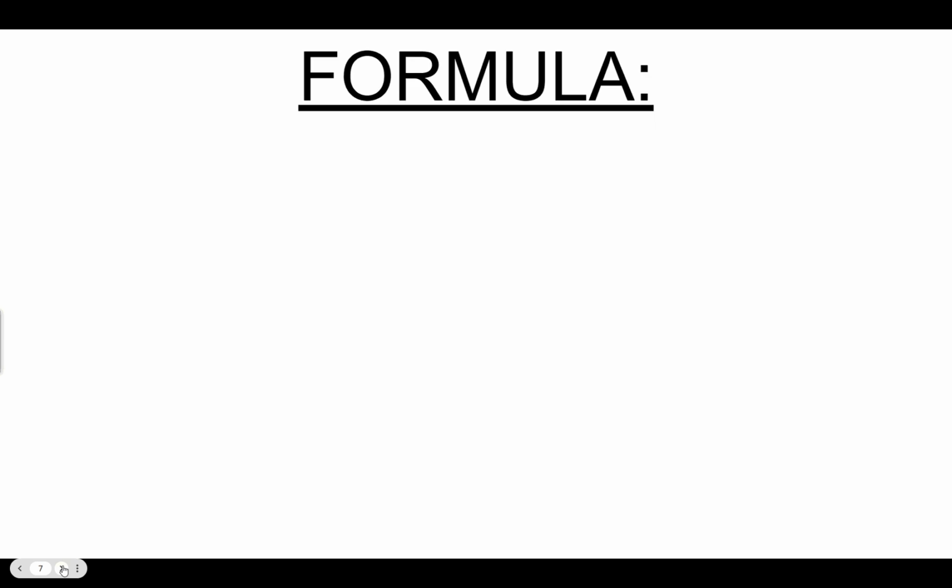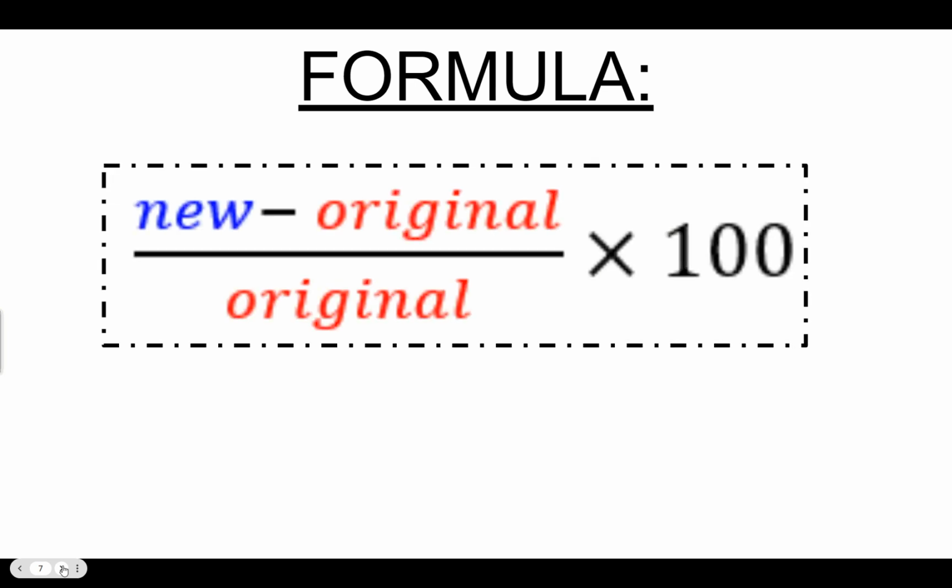There is a formula that we use for percent of change. It is not going to be on a formula sheet, so you do need to have it memorized. So the formula is, you take the new amount, you subtract the old amount. That's what you do first. Then you'll divide it by the old amount or original amount. Then you can multiply by 100. Multiplying by 100 will give us our percentage.